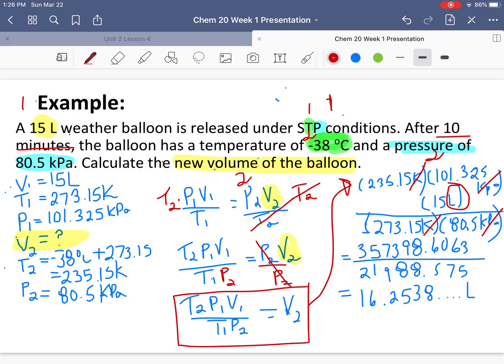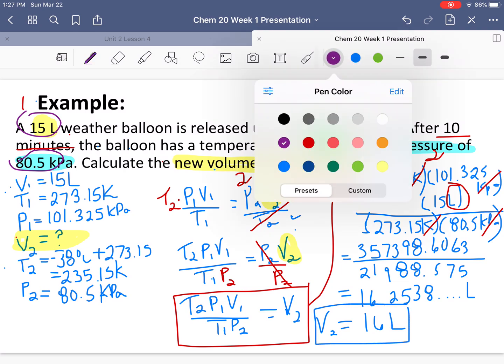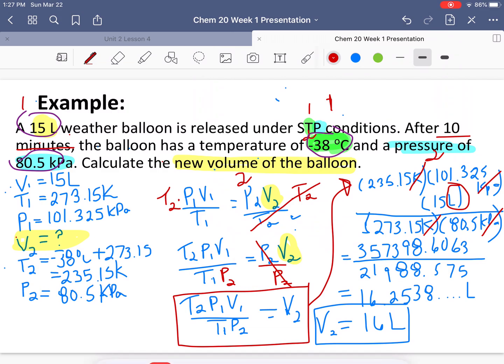When we are right at the beginning of this actual assignment, there are 2 sig digs here. 10 doesn't matter, we don't use it. 2 sig digs with the temperature, 3 with the pressure. Honestly, 3 isn't a matter because we're already down to 2 between the 15 and the negative 38. So from an answer perspective, I need to have V2 is equal to 16 liters. And that, folks, is my correct answer with 2 sig digs.